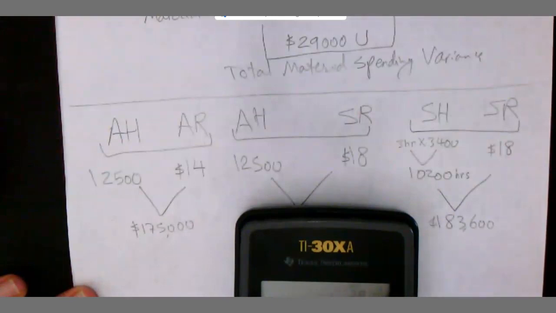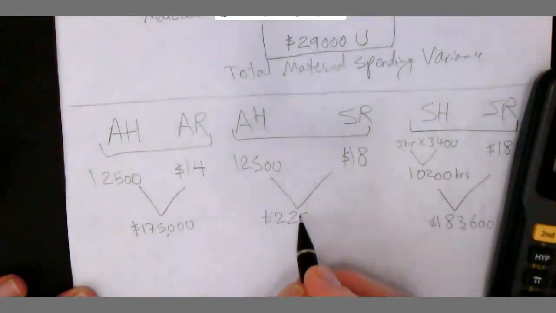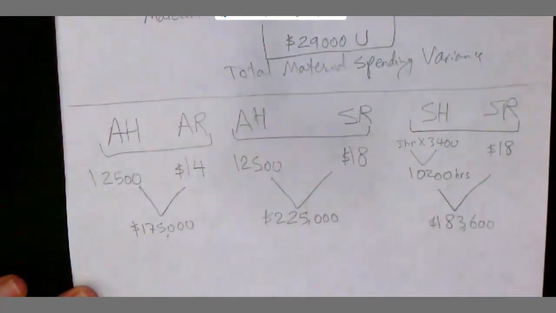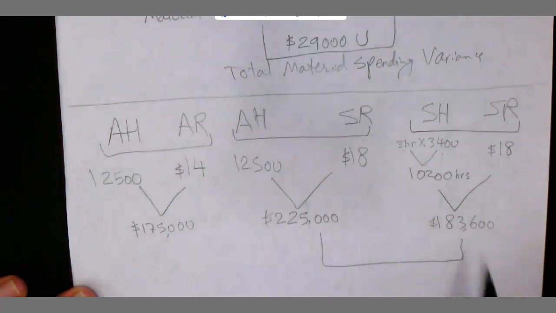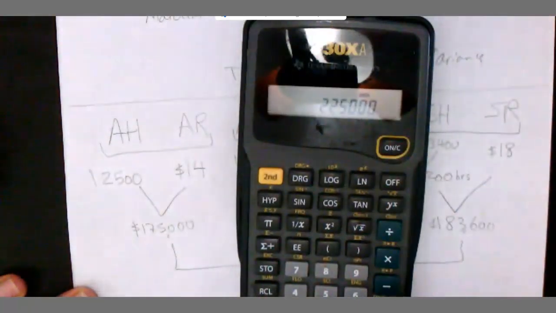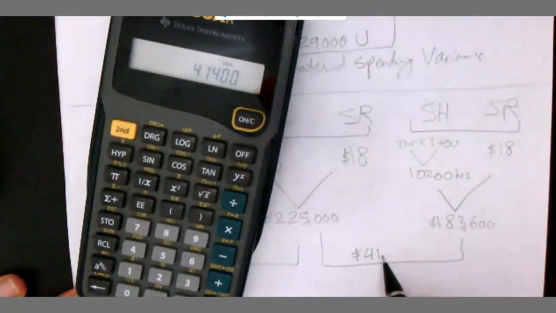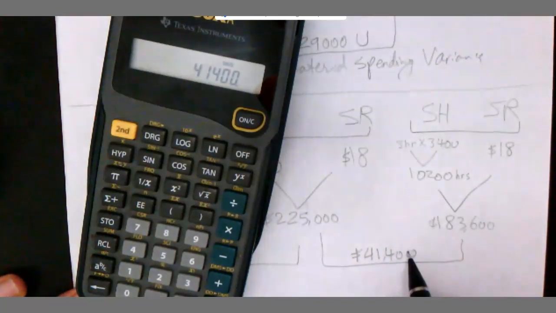So here we go. $18 times 12,500 hours equals $225,000. Okay. So far, so good. Now we attach these two and we attach these two. And then 225 minus 183,600. And that is 41,400. So far, so good.